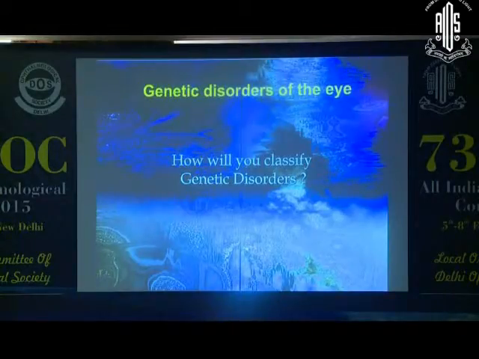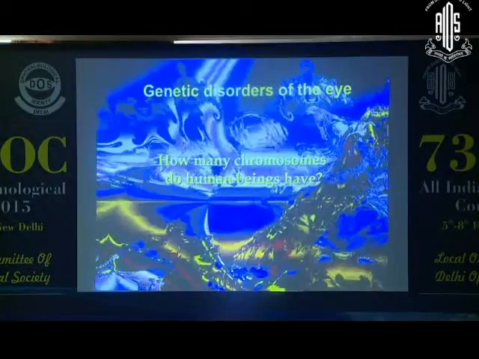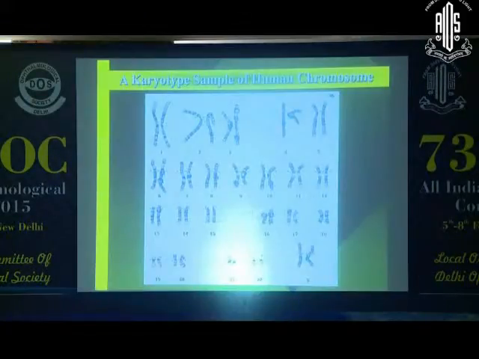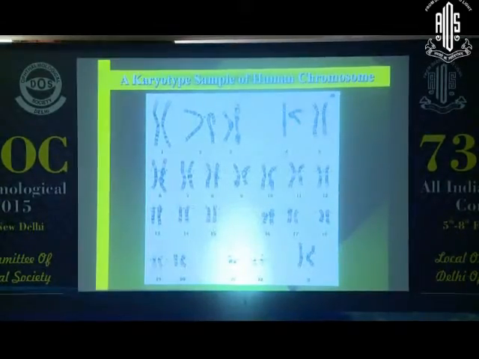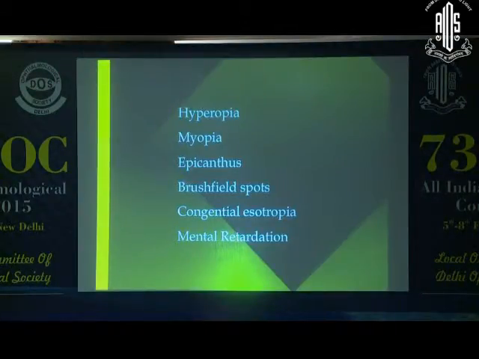Now let's see how you classify genetic disorders. As I said, there are 4 categories. Then let's look at how many chromosomes human beings have, which distinguishes us from the rest of the organisms on the globe. We have 46 chromosomes, a pair of each one of them, except for males in sex chromosomes. Each parent gives you 1 chromosome, so totally we have 23 pairs, which includes 1 pair of sex chromosomes, which finally determines the gender of an individual.